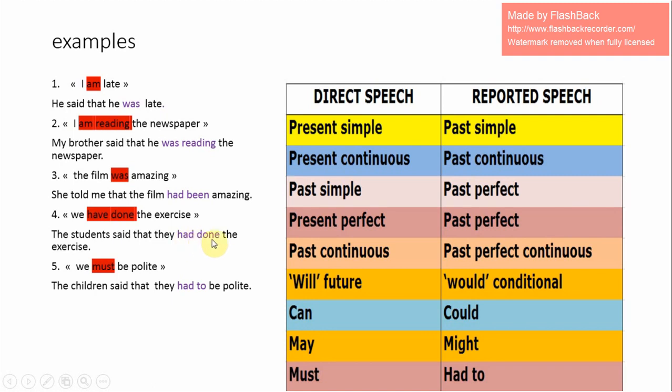We must be polite. We must be polite. So here we have the modal must, and must turns into had to. So the children said that they had to be polite. They had to be polite. Polite مؤدب. They had to be polite. Okay? Alright. Now we move on to some practice.